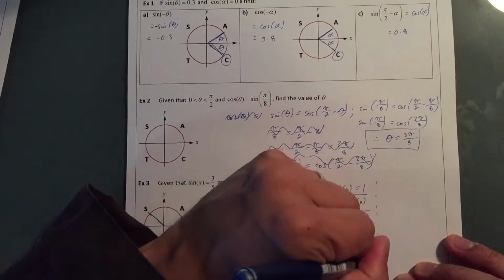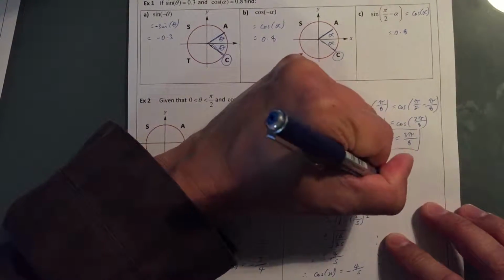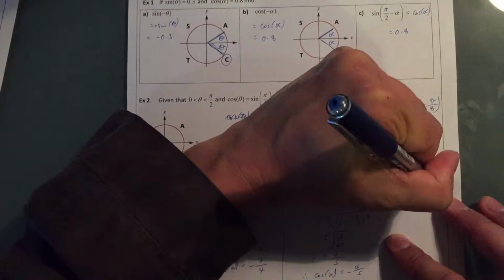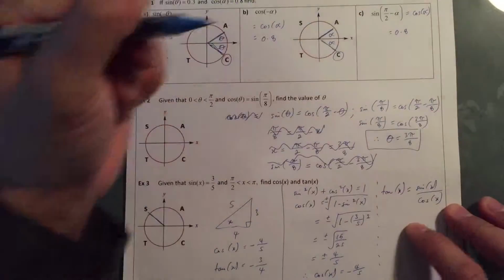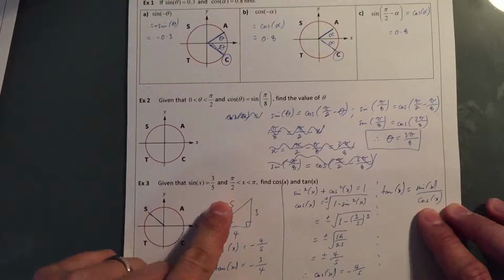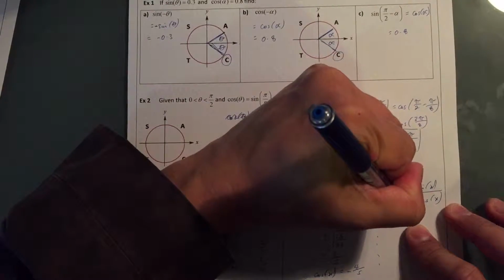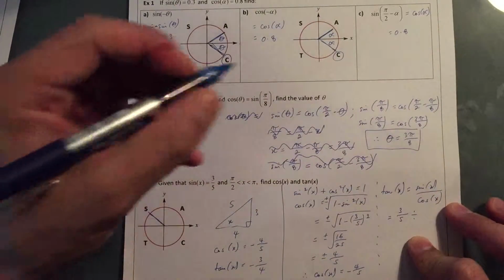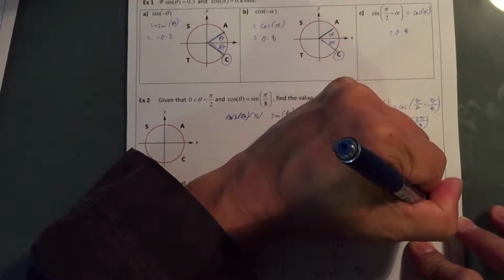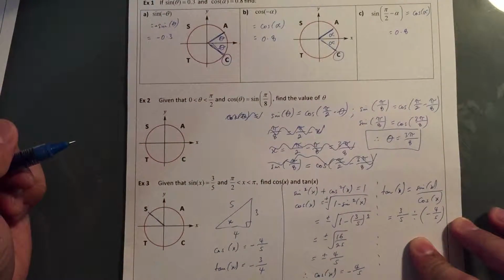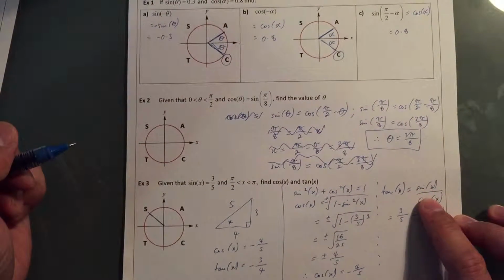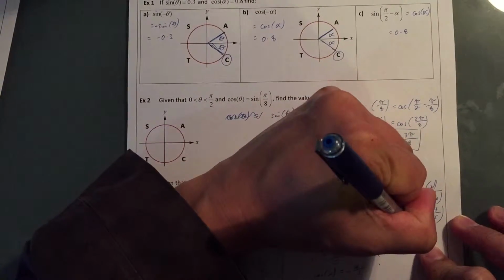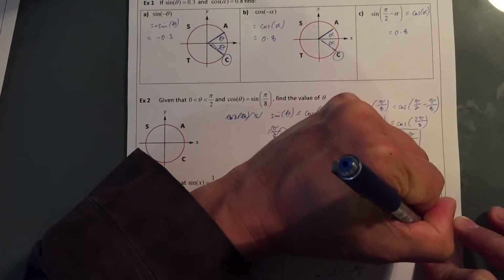Now, for tan, we know tan x is sine on cos. And they told us before that sine x is 3 on 5, divided by cos x, which we just found as a negative 4 on 5. Of course, if I'm dividing by a fraction, I like to use this notation, so I can flip it. 3 on 5 times negative 5 on 4.